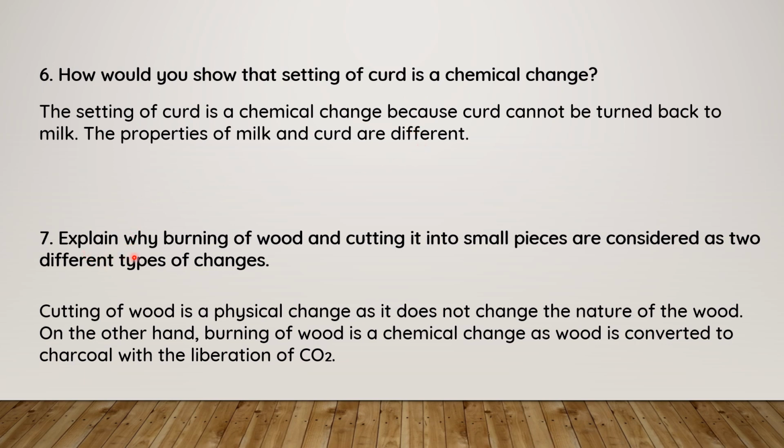Then seventh one, explain why burning of wood and cutting it into small pieces are considered two different types of changes. Cutting of wood is a physical change as it does not change the nature of the wood. No new substances are formed here, only the shape changed. On the other hand, burning of wood is a chemical change as wood is converted into charcoal or ash with the liberation of carbon dioxide. When burning, carbon dioxide gas is evolved and it forms ash, or we can write charcoal. These sixth and seventh question answers you can write in your notebook.